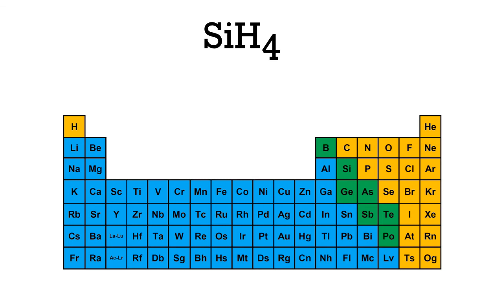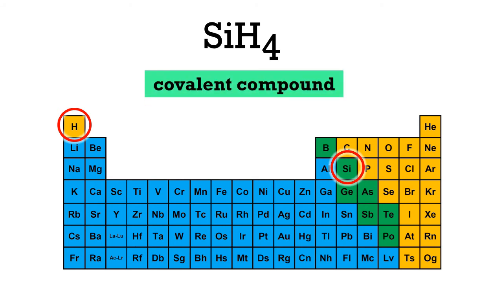Last compound, SiH4, also known as silane. We have two elements here, silicon (Si) and hydrogen (H). Silicon is a metalloid. Hydrogen is a nonmetal. We have a metalloid plus a nonmetal. Therefore, SiH4 is a covalent compound.